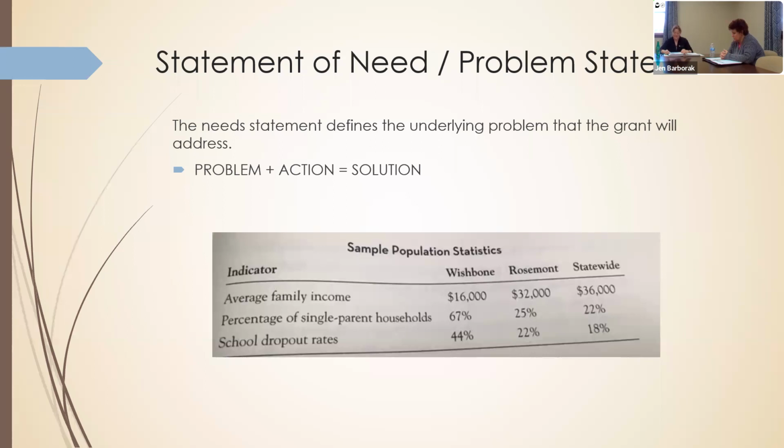Avoid circular reasoning, and this is when you present the absence of your solution as the problem and then offer your solution as the way to fix the problem. So an example of that, the problem is we have no pool in our community. Building a pool is going to solve the problem of having no pool in our community. Well, there are a lot of communities that don't have a pool, and it's not a problem.